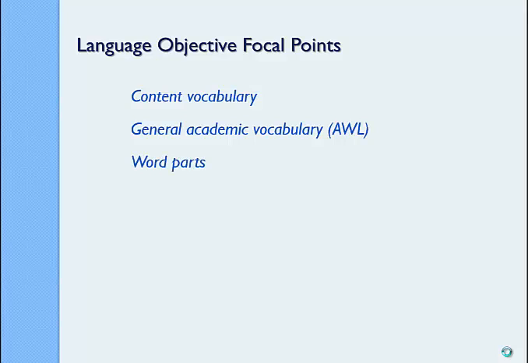Word parts: the prefix, the root, and the suffixes that we encounter along the way. If students really learn what each of these parts mean, it helps them interpret language that they come across that they didn't originally recognize. Language skills and functions.